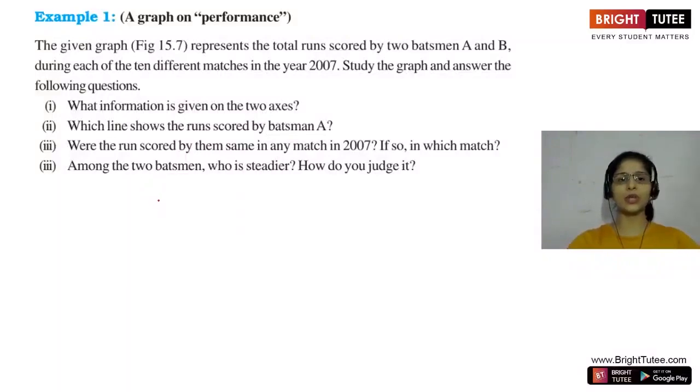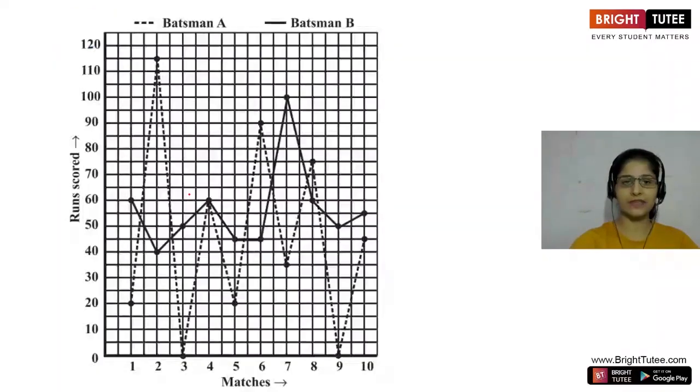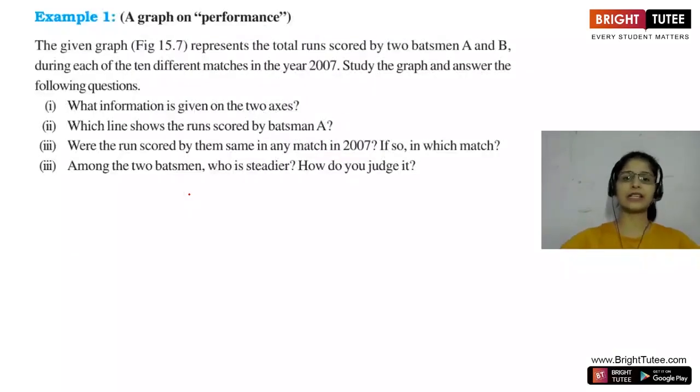Now what are we going to do? We are going to learn how to read the graphs. So there is a graph given, as you can see here. There are two batsmen, batsman A and batsman B. The horizontal line shows you the number of matches, the first match, second match, third match, like this. And the vertical line is showing you the runs scored by both the batsmen. So here are the things that are to be answered by us. The first one says, just see, it represents the total runs scored by two batsmen A and B during each of the 10 different matches in the year 2007. So there were 10 matches in the year 2007, and we have to study the graph and answer this. The first one, what information is given on two axes?